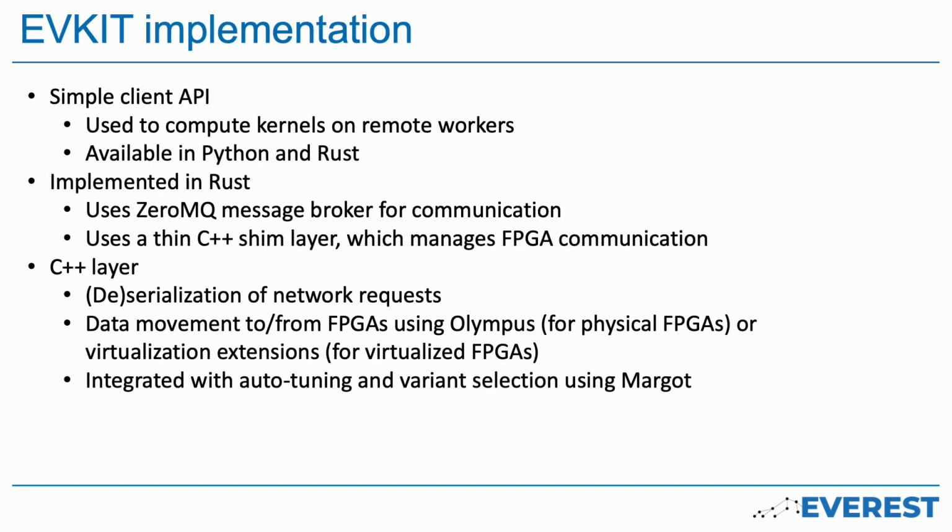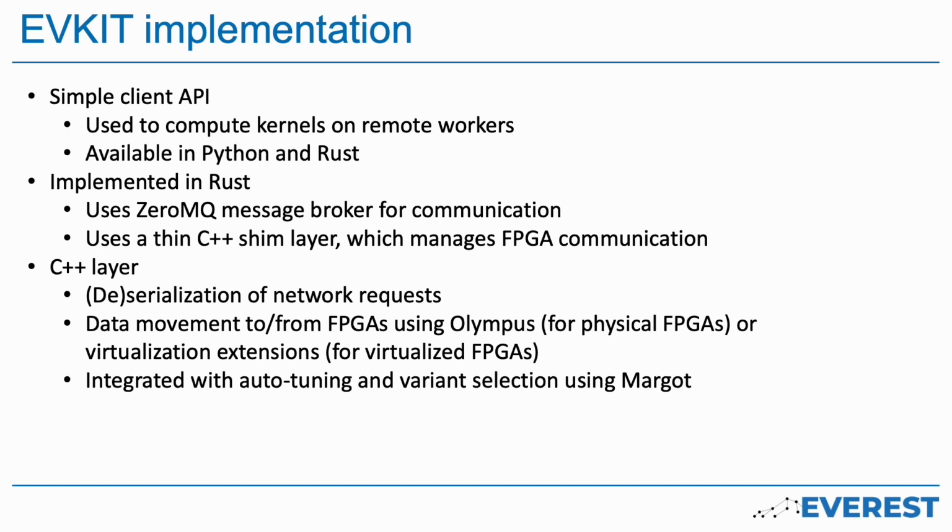EVKit provides a simple API for clients, which can be used to compute kernels on remote workers and thus distribute and parallelize their computation. This API is currently available in Python and Rust. However, it is easy to add support for new languages. Internally, EVKit is implemented in Rust, which handles the network communication and distribution using the ZeroMQ message broker. EVKit also uses a thin C++ layer, which manages the communication with the FPGA and deserialization of network requests.